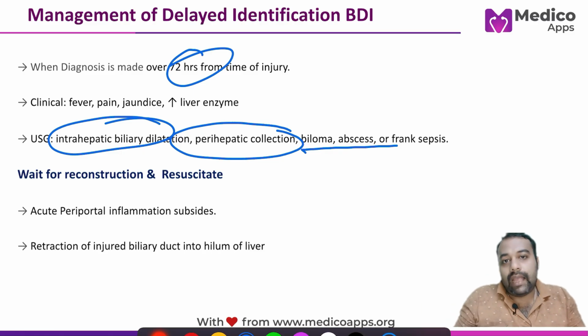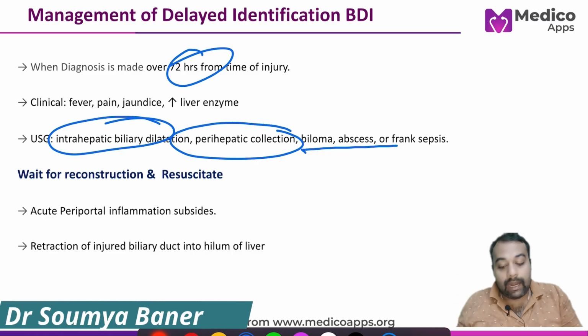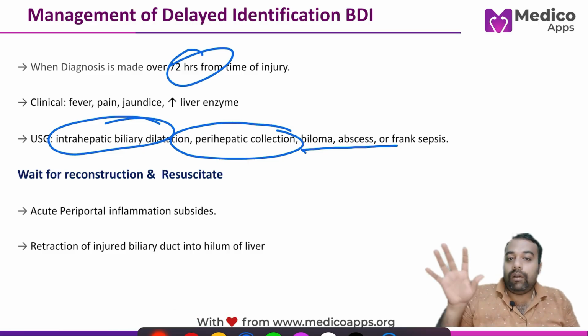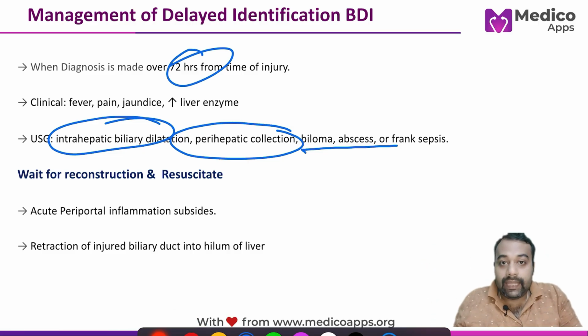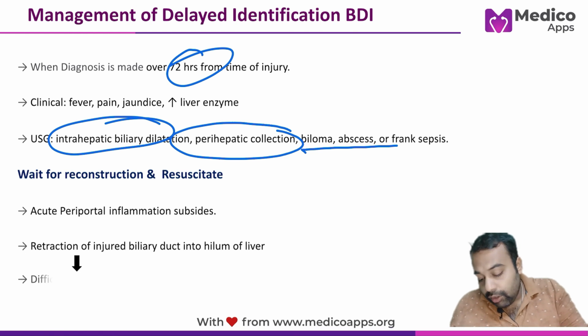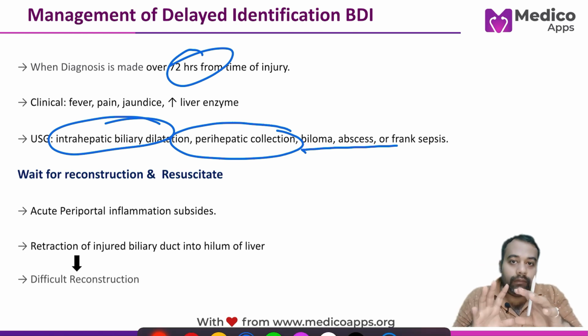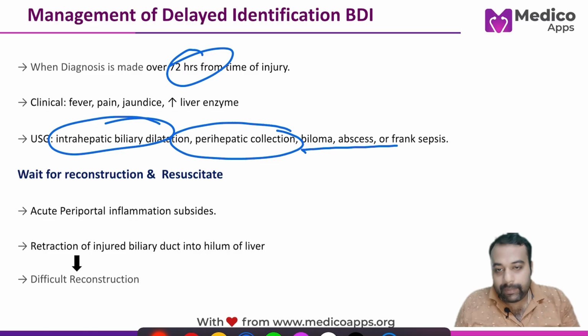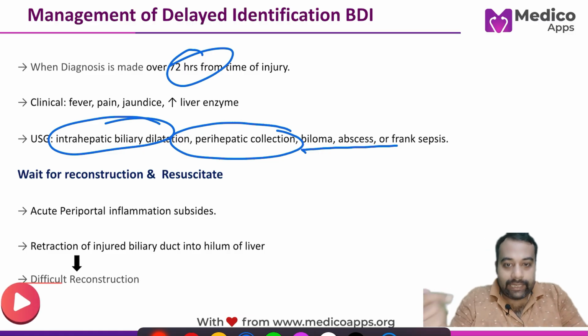Now obviously as a result of the injury during the acute inflammatory stage, there is a retraction of the bile duct inside the hilum of the liver. So that's why they're also difficult to find. As a result, this whole scenario will make the reconstruction difficult, and the prognosis is much more difficult, much worse as well.